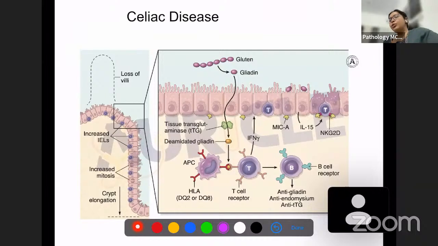Now we are going to discuss another question. This is also very important. This is celiac disease. The other name for celiac disease is gluten sensitive enteropathy.